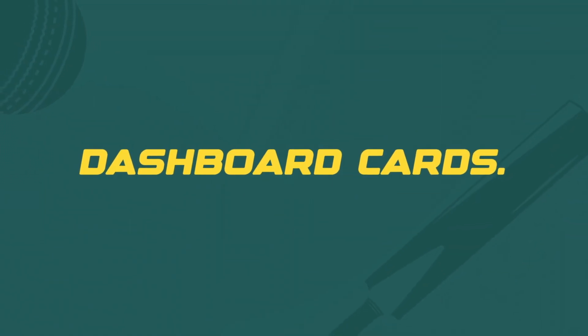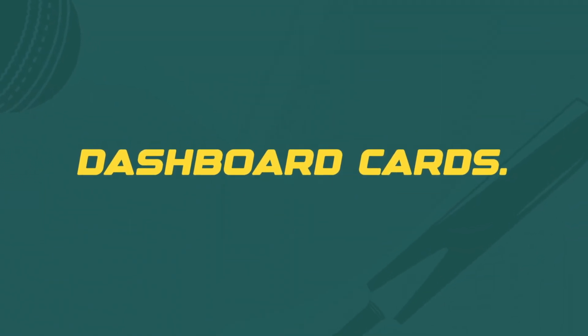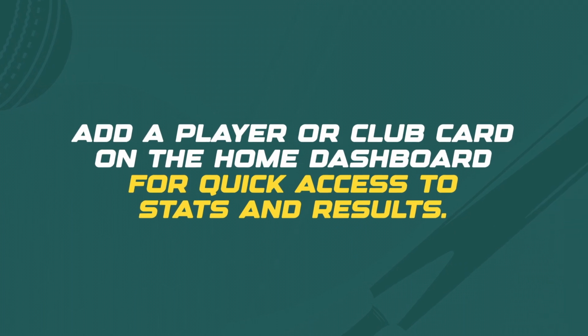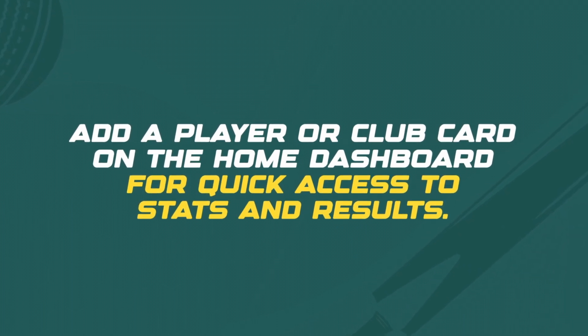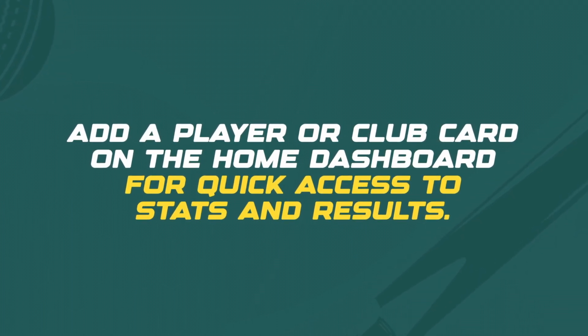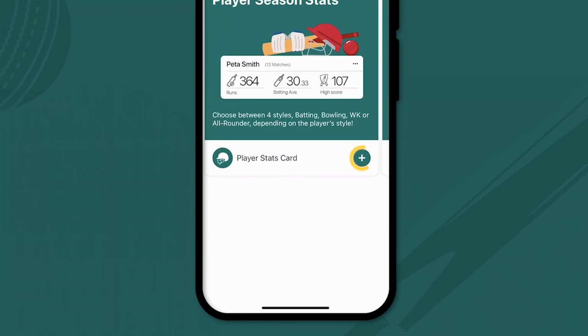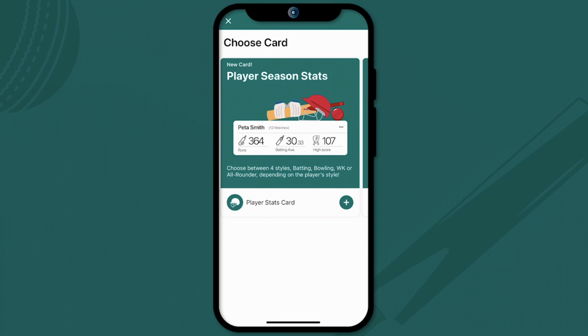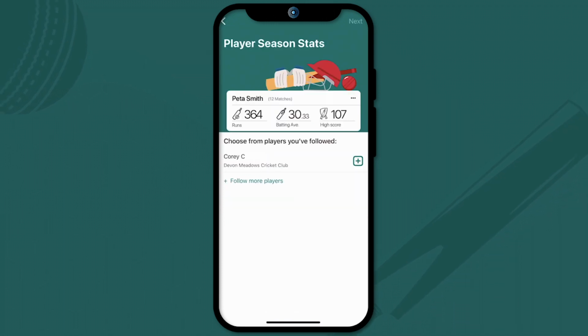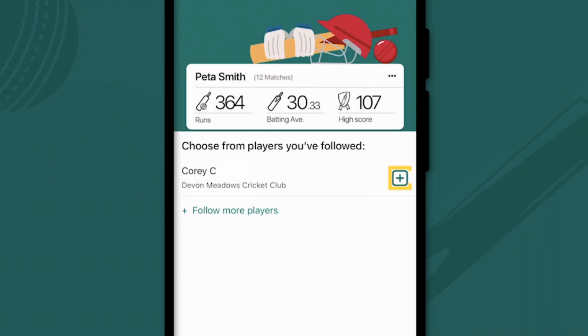Dashboard cards. On your home dashboard, you can add a player or club card, giving you quick access to a player's stats or results for a team. To add a player card, simply click the plus button in the dashboard card section. Click the plus sign for the player card. You will note that linked players will already appear. Simply click the plus sign on the players to create the card.